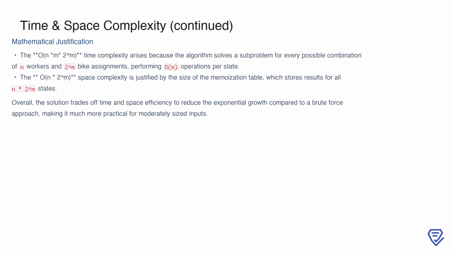By balancing time and space efficiency, this solution avoids the factorial growth of the brute force approach, making it significantly more practical for moderate input sizes. While still exponential, the use of memoization in structured DFS provides a manageable trade-off between complexity and performance.